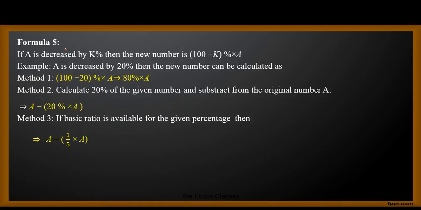Now formula 5. A is decrease. In the previous class we have taken increase. Now decrease. Decrease means 100 minus. If A is decreased by k percent, then the new number will become 100 minus k percentage of A.